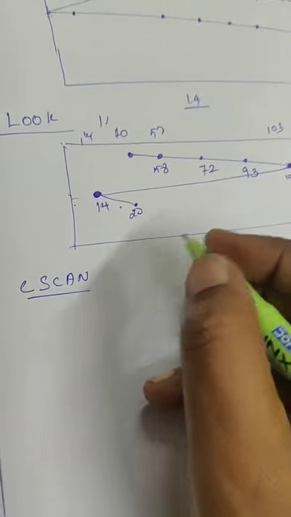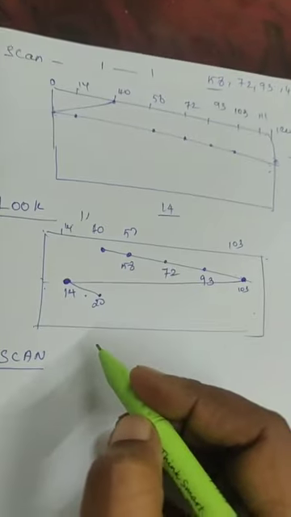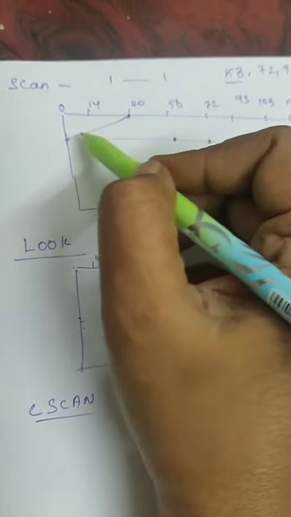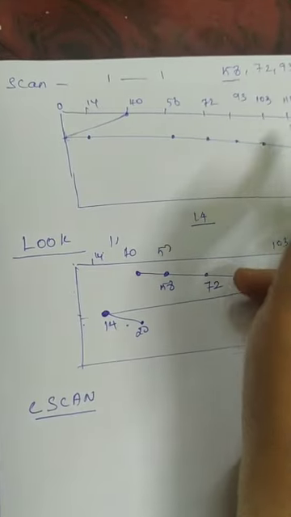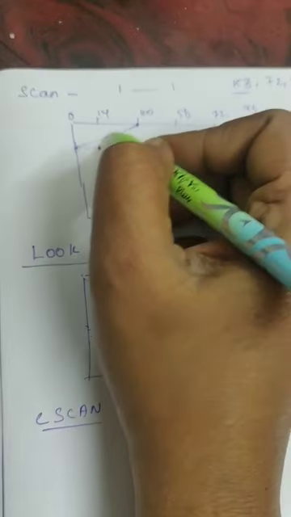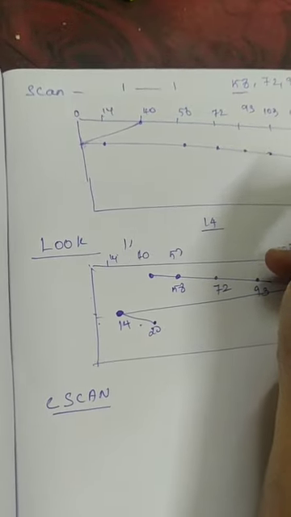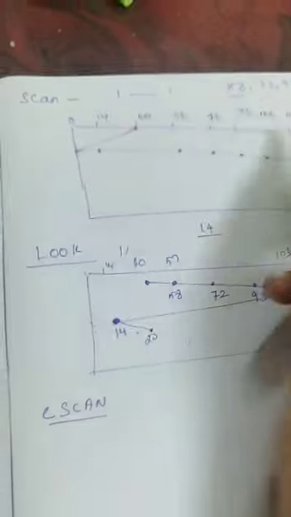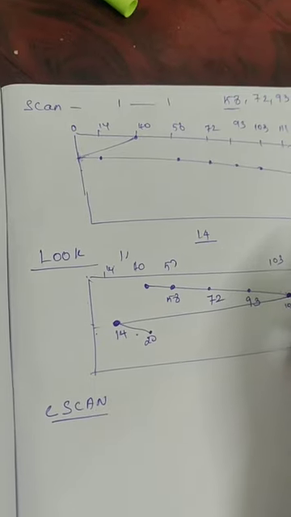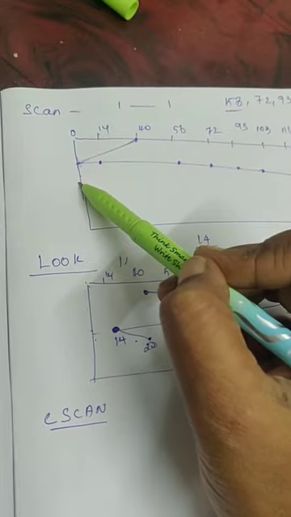C-scan will do the same thing. It is the improvised version of this scan. It moves from here to here, right? What this C-scan will do is, it comes here, moves towards this, and immediately from this corner it moves to the 0. See here, it is 120, right? It moves till this 120 and it moves towards this 0.